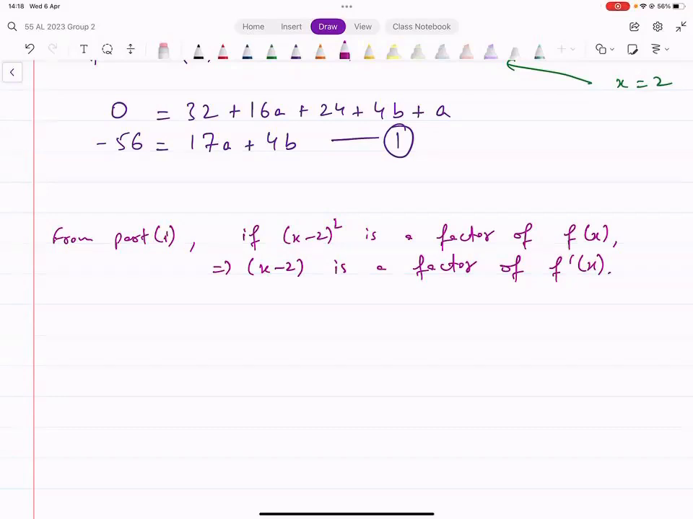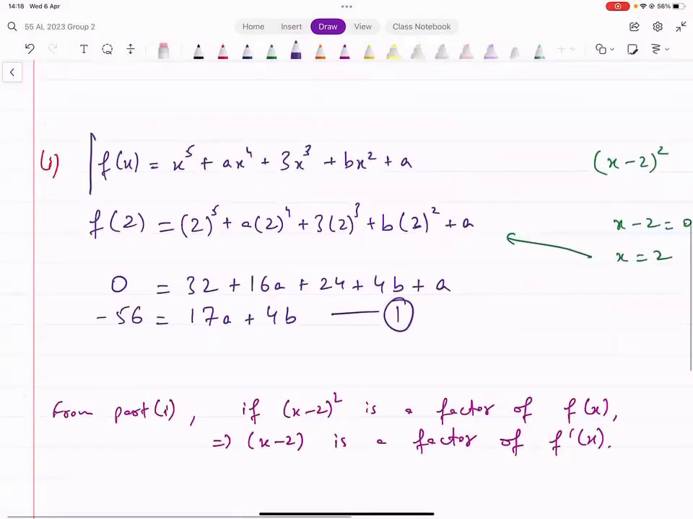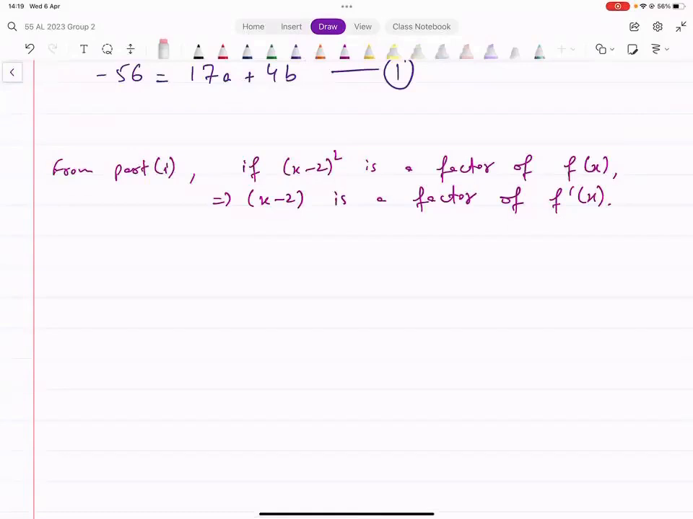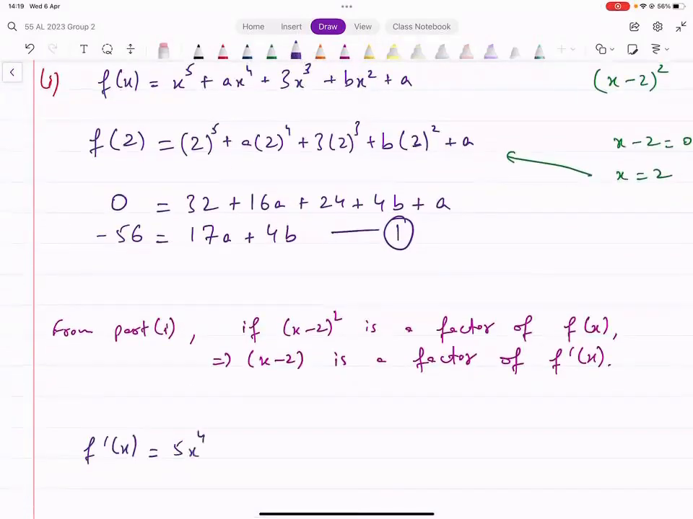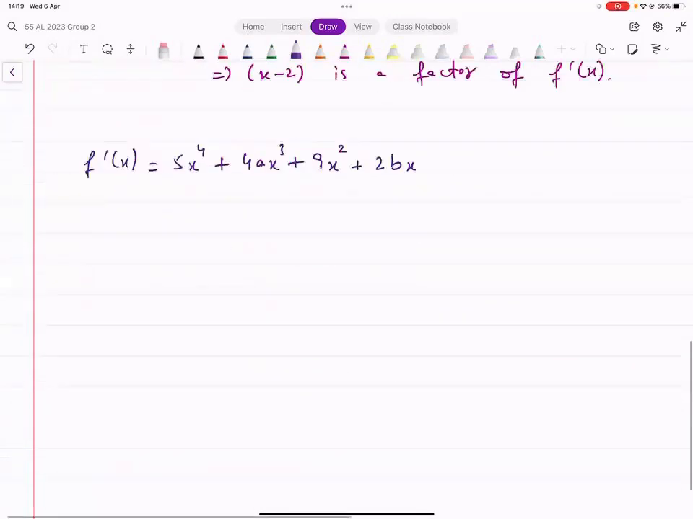तो हम यहाँ पे क्या करेंगे? हमारे पास f तो है, this is f of x. We can differentiate it और उसमें दोबारा फैक्टर थ्योरम लगा देंगे because x minus 2 उसका भी फैक्टर है. So we find the derivative, f dash find कर लें. f dash of x क्या होगा? x raised to power 5 का derivative, 5x raised to power 4. ax raised to power 4, that is going to become 4ax cubed plus 9x square plus 2bx. What about the derivative of a? That is 0. So we have this left.